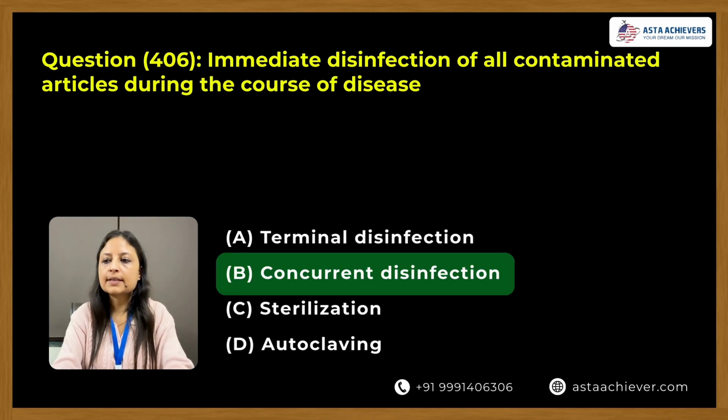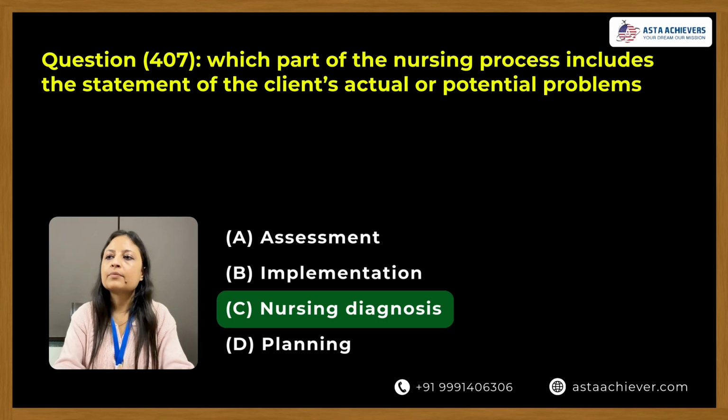Question number 406. Immediate disinfection of all the contaminated articles during the course of disease. So option A, terminal disinfection; option B, concurrent disinfection; option C, sterilization; and option D, autoclaving. So option B, concurrent disinfection, is the correct answer. Question number 407. Which part of the nursing process includes the statement of the client's actual or potential problem? Option A, assessment; option B, implementation; option C, nursing diagnosis; and option D, planning. So option C, nursing diagnosis, is the correct answer.